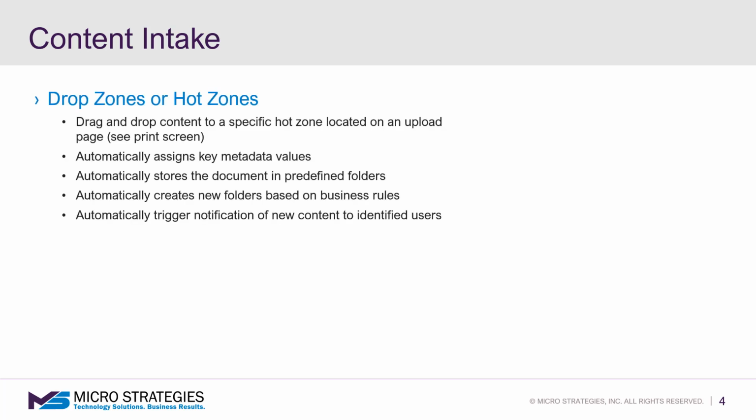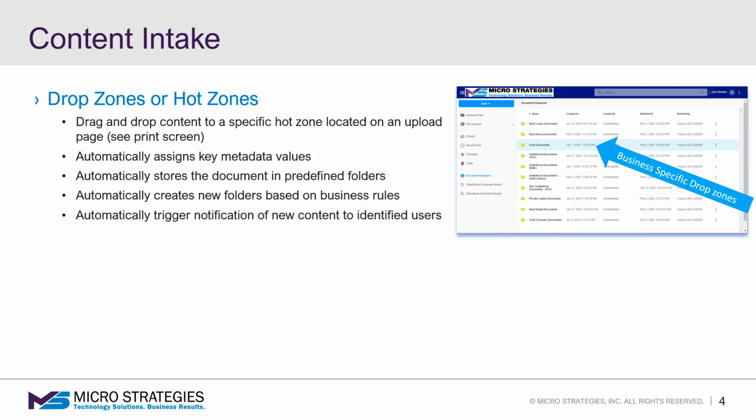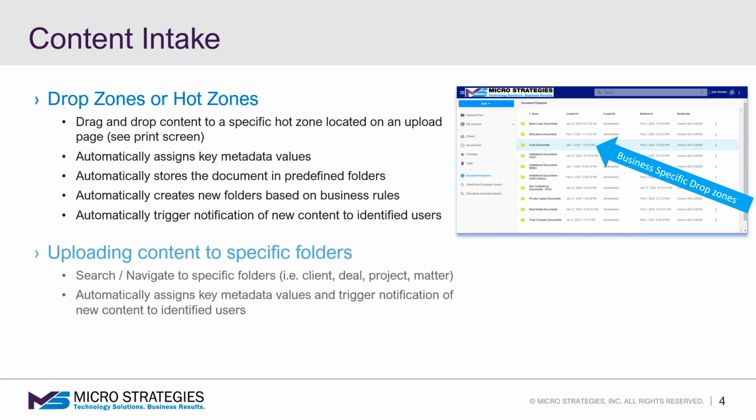Now let's dive a little bit more into content intake. We're going to talk about drop zones or hot zones. Great feature, making life much easier. So a user can drag and drop a piece of content to a drop zone, as you see here, dropped into the Fund Documents hot zone. And by doing so, it will automatically assign metadata to that document. Based on that metadata, it will automatically file it in the correct folder, of course, based on business rules. And if appropriate, it can automatically create the folders for storing those documents and provide triggers to notify users of new content.